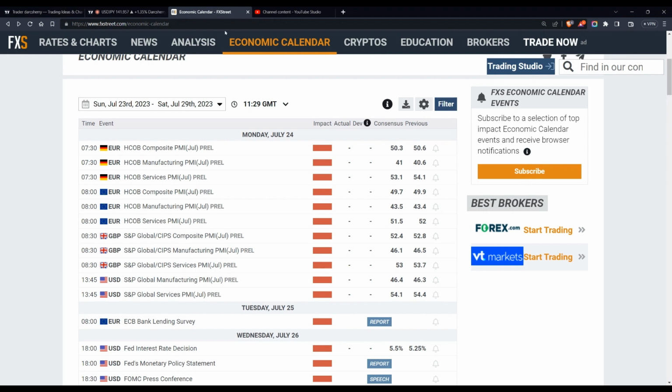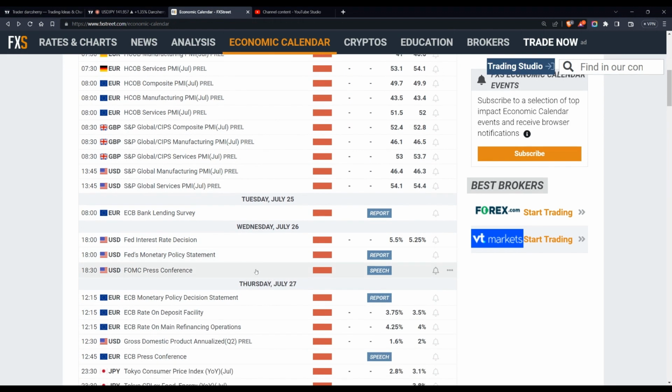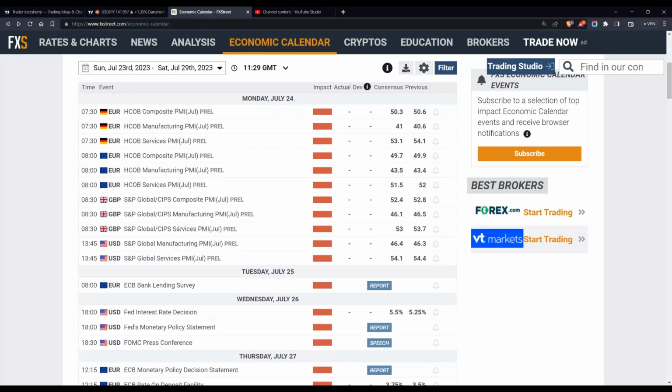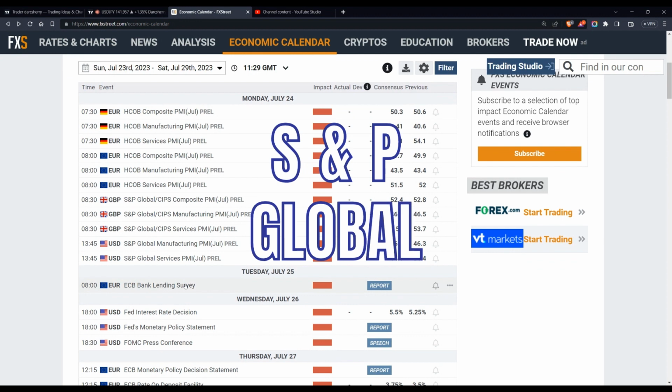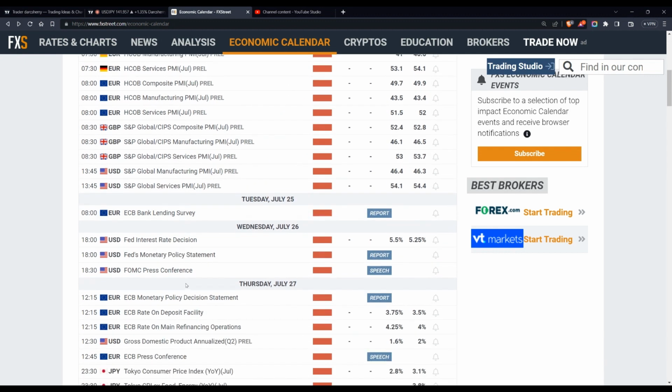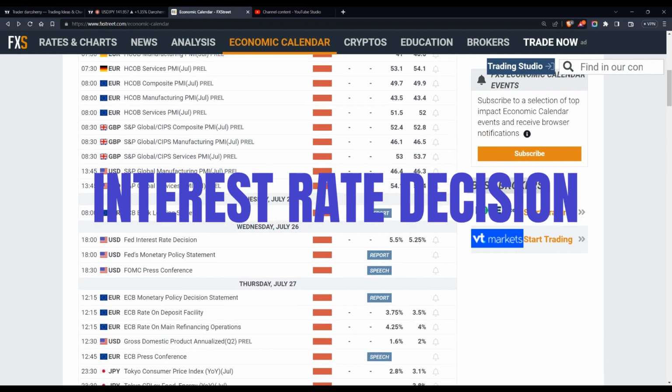So, from the economic calendar, I was able to spool out a handful of high impact events from both economies, that is the US and the Japanese economy. Now, the first high impact event is coming in on Monday, July 24, and that is the S&P Global manufacturing PMI and, of course, the services PMI. Then on Wednesday is the most awaited federal interest rate decision coming in from the US economic docket.